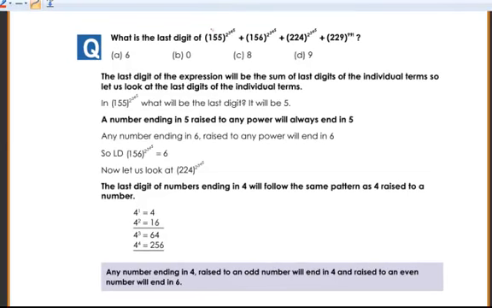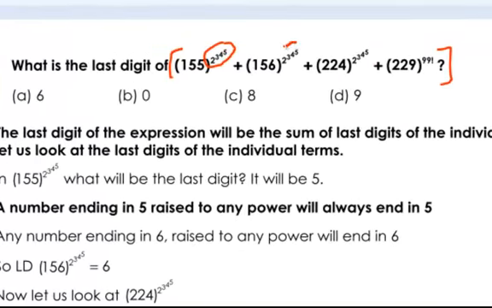So now let's find out the last digit of this expression. We want to find out the last digit of 155 raised to this, 156 raised to this, 224 raised to this, and 229 raised to 99 factorial. So what would be the last digit of this expression?